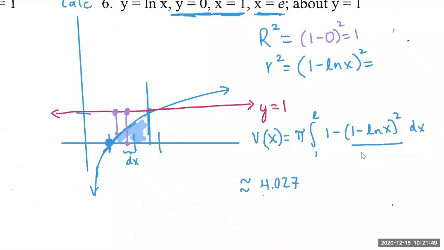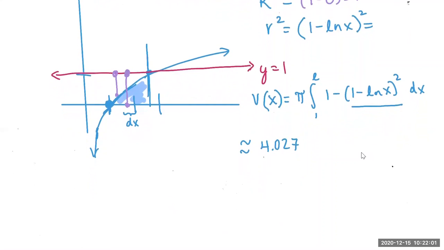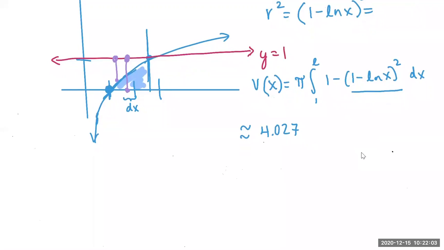Oh, okay, good. Yeah, and if you didn't get the correct answer, you can verify that that makes sense to you. All right, how are we doing, you guys? Are we doing okay on this so far on the washers with an axis of revolution that is not equal to zero? Okay, good.